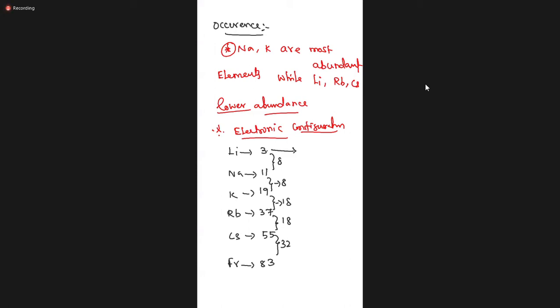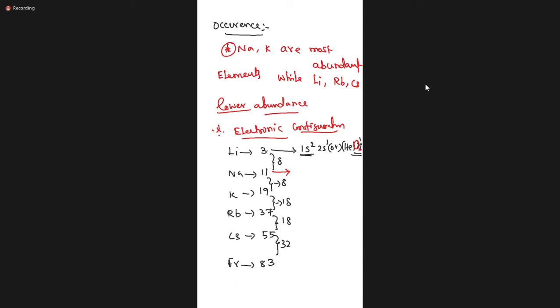What is the general outermost electronic configuration? Lithium: you can write 1s2, 2s1. Is it correct? Or instead of 1s2, you can write helium 2s1. Helium configuration, then 2s1. So this 2 indicates lithium belongs to the second period, S block and first group element.